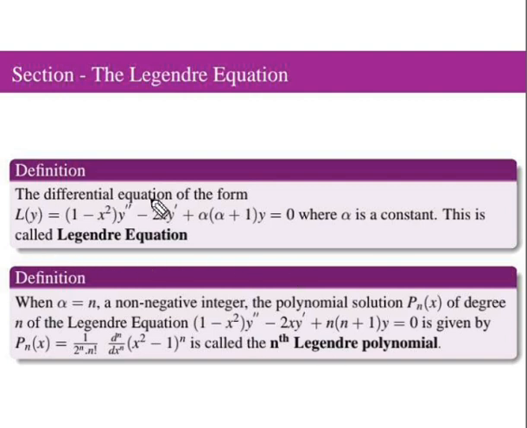What is the Legendre equation? The differential equation of the form L of y equal to (1 minus x squared) y double dash minus 2x y dash plus alpha into (alpha plus 1) into y equal to 0, where alpha is a constant. This is called the Legendre equation.